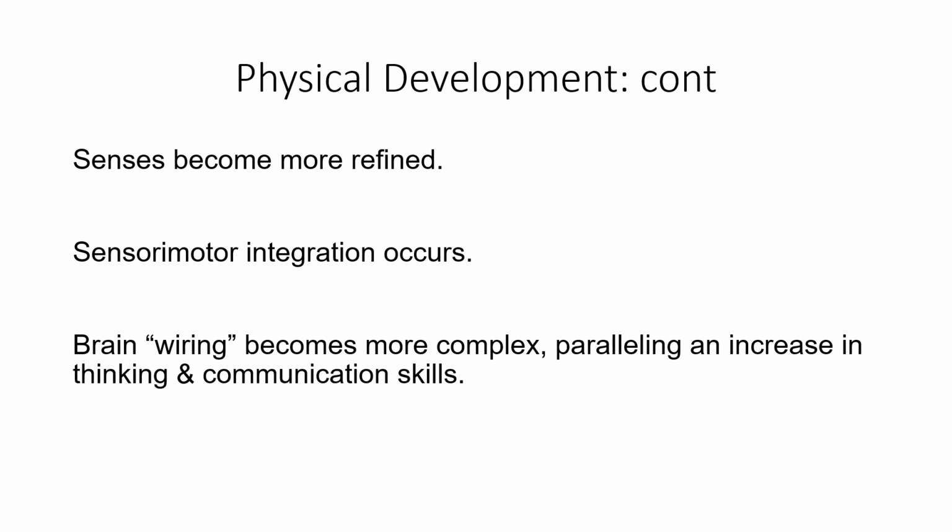So our brain wiring, even though we're going to talk in a minute about pruning, there isn't more wiring that occurs as we get older. There is more specific and complex wiring that occurs. But we'll come back to that.